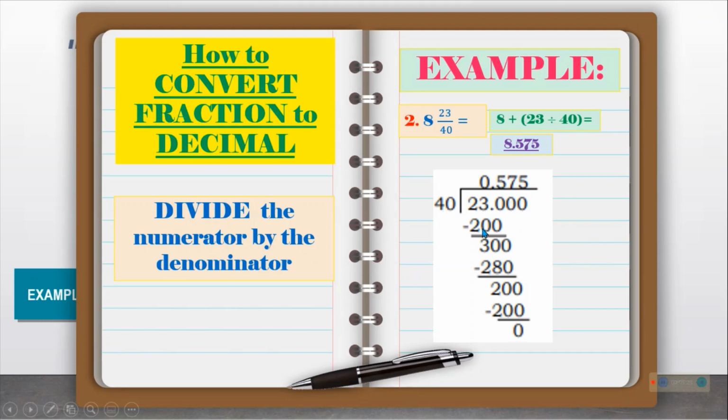5 times 40 is 200. So, 230 minus 200 is equal to 30. Then, bring down 0. And then, 300 divided by 40 is 7. 7 times 40 is 280. 300 minus 280 is 20. Bring down again 0. Then, 200 divided by 40 is equal to 5. 5 times 40 is 200. So, 200 minus 200 is equal to 0. So, the final answer is 8.575. Next.